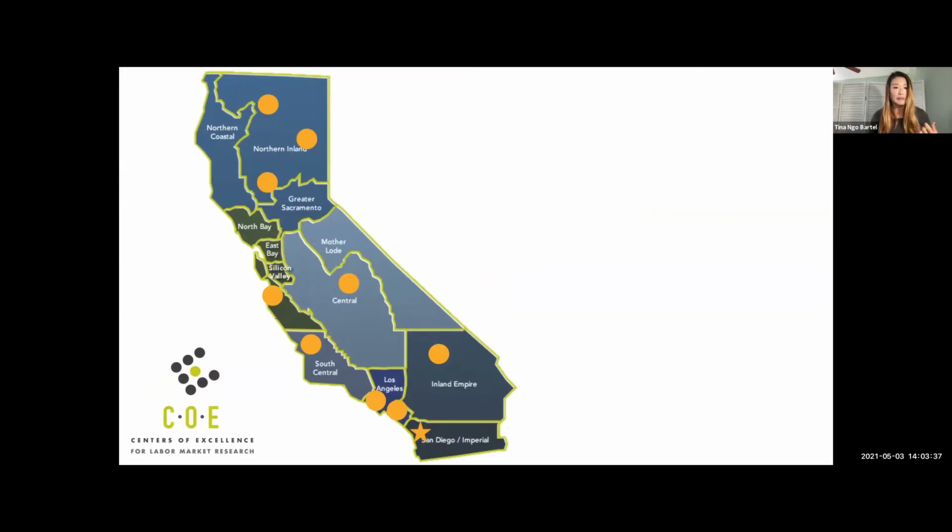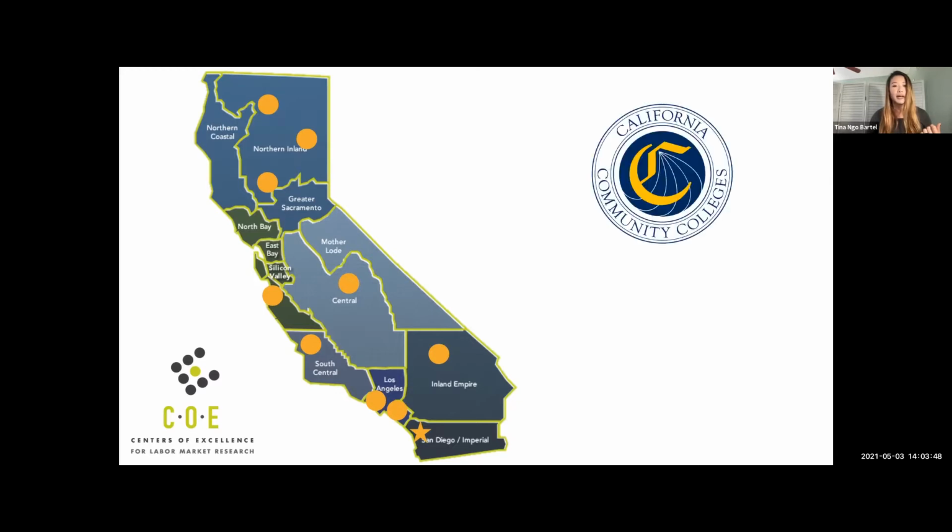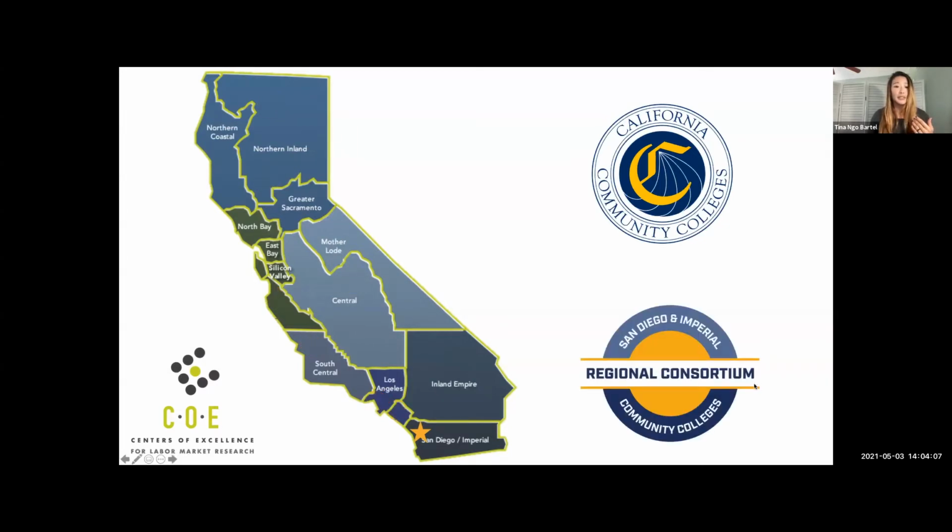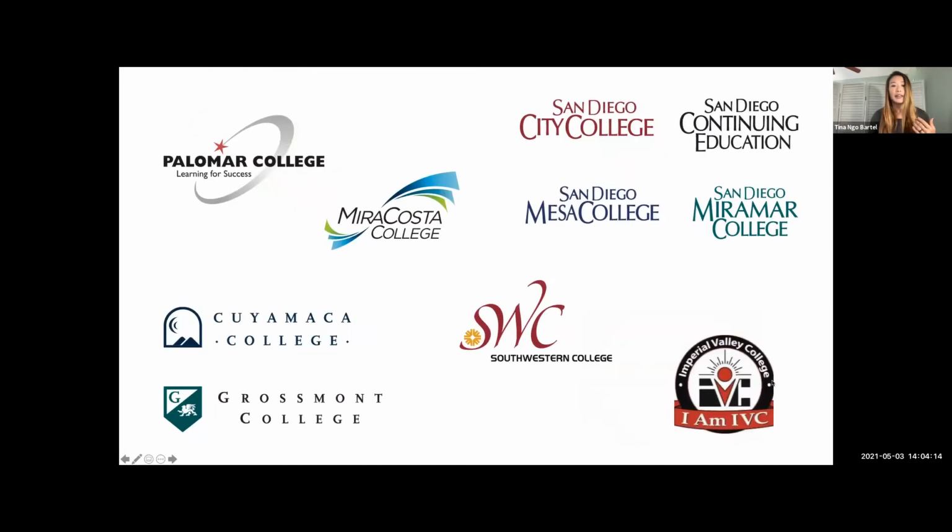If you're not familiar with the COE, or the Centers of Excellence, we are located across the whole state of California. There are about 10 centers across the state. We are primarily funded by the California Community Colleges Chancellor's Office, which is why if you've ever seen any of our reports, they're primarily focused on the community college framework or point of view. And in our region, we report to the San Diego and Imperial Regional Consortium. There's a regional consortium of all of the San Diego and Imperial community colleges, and there are about 10 of them in our region, which are listed here. Our center and our team mostly helps with reports for career technical education, but a lot of other departments might end up using our reports as well. So that's the gist of what we do.